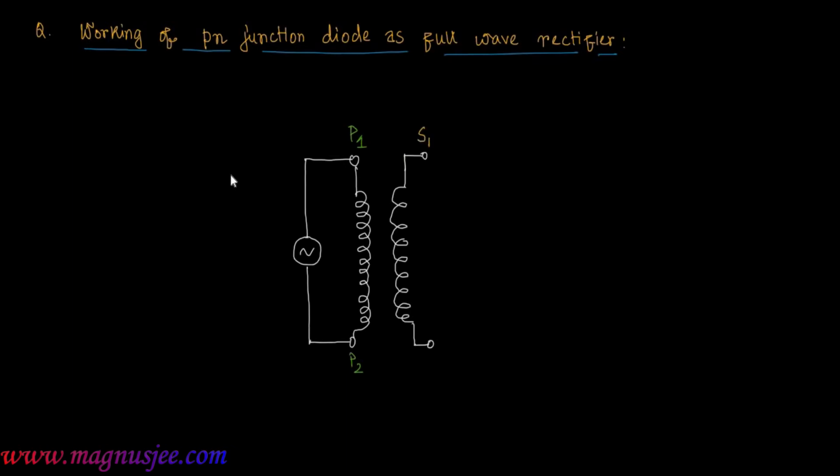S1 and S2 are the two terminals, and also we can denote this symbol, that is, two straight lines, which indicates that mutual induction occurs between primary coil and secondary coil. And this T means obviously step down transformer. And here we can write, step down transformer.